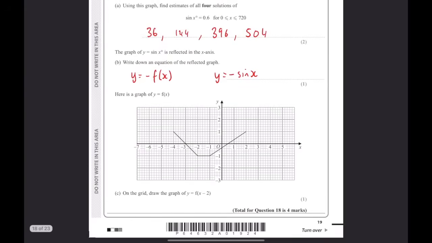Here is a graph of y equals f of x. On the grid, draw the graph of y equals f of x minus 2. So when it's inside the bracket, that affects the x direction, and if it's a negative, that actually means it's a movement to the right in this case. So we want all our points to be 2 places to the right. So this is what our final plot should look like.